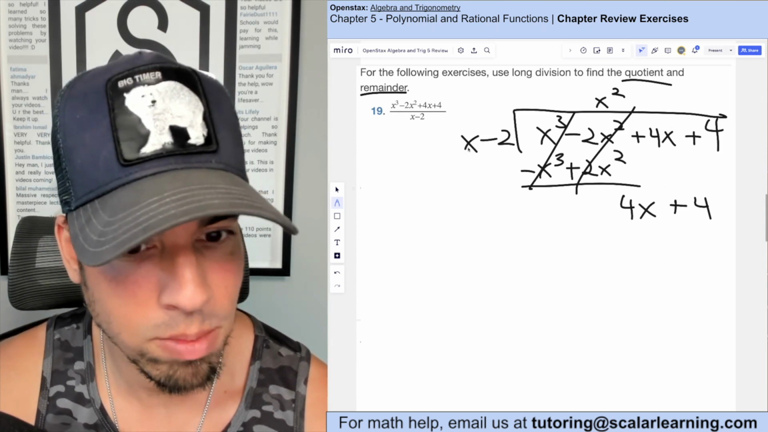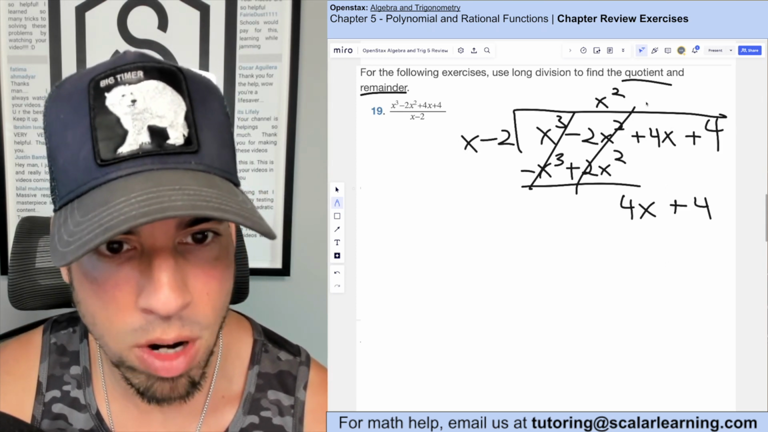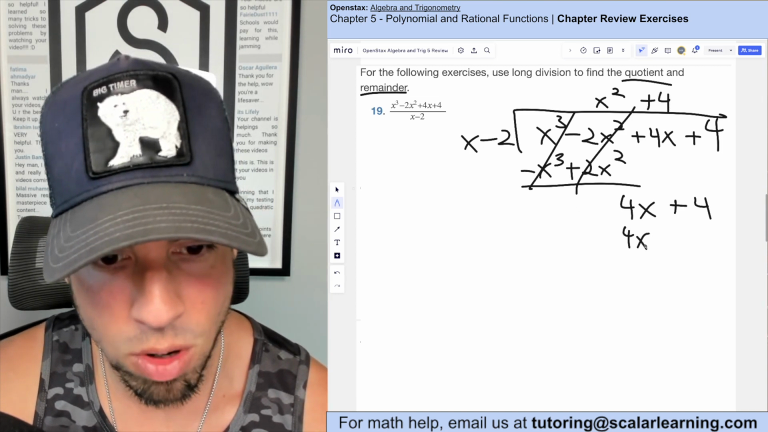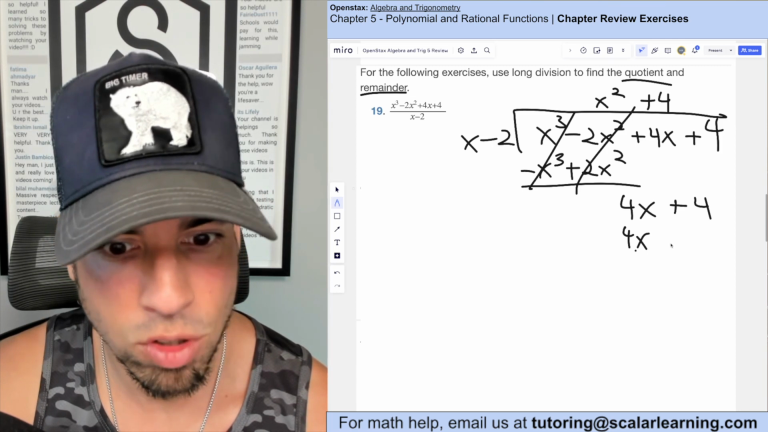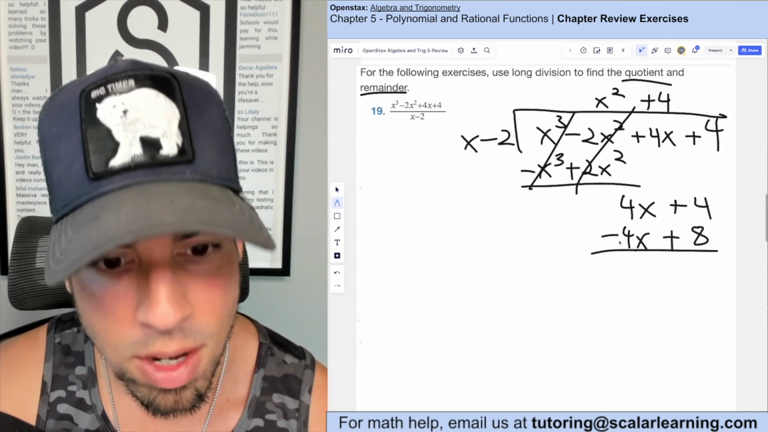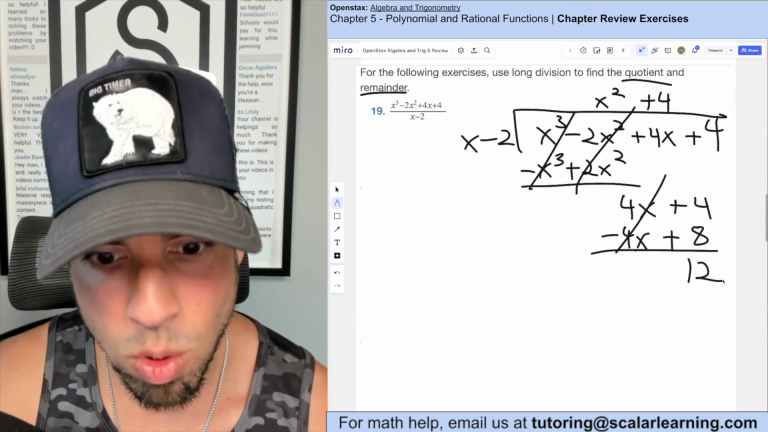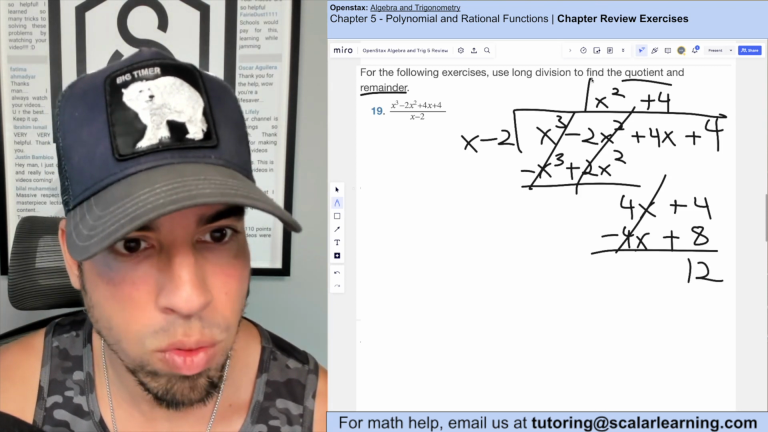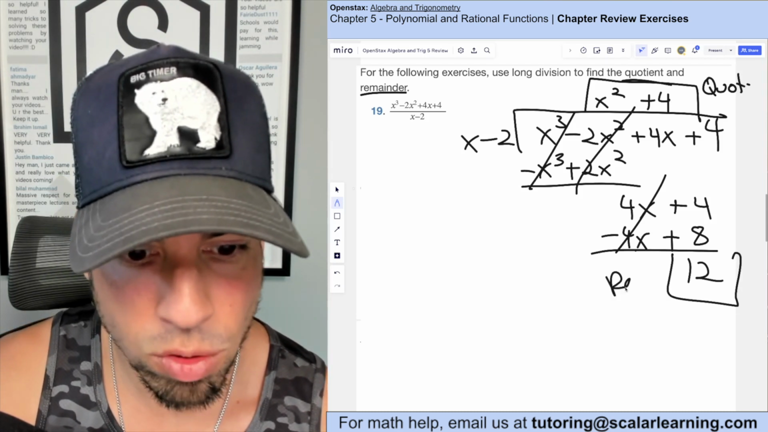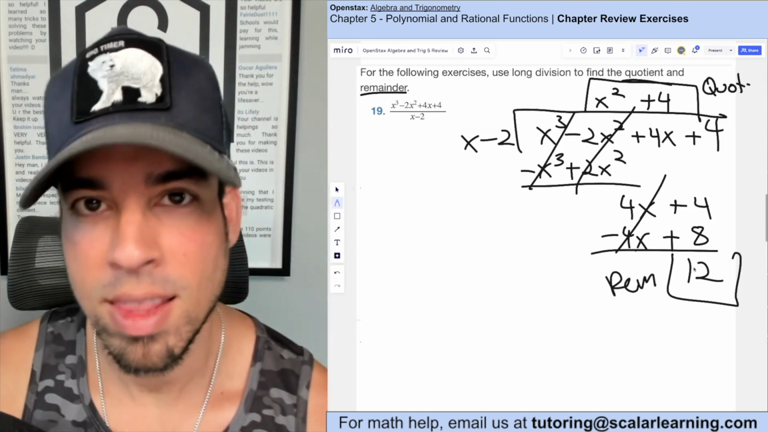And then what times x is going to give me that 4x? That's going to be +4, because 4 times x gives us that nice 4x, and then 4 times -2 is -8. Once again, we're going to negate, negate, and then add together. Cancels out. 4 plus 8 is 12. So we have a quotient of x squared plus 4 with this bottom part as the remainder of 12, and that's how you do it.